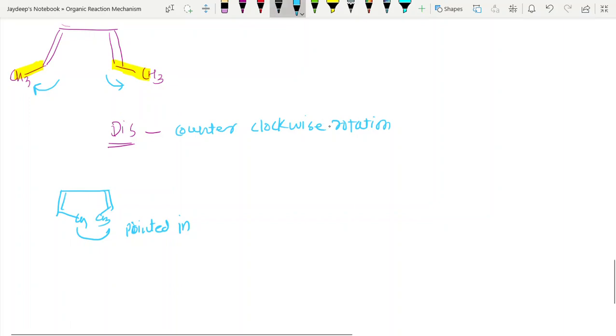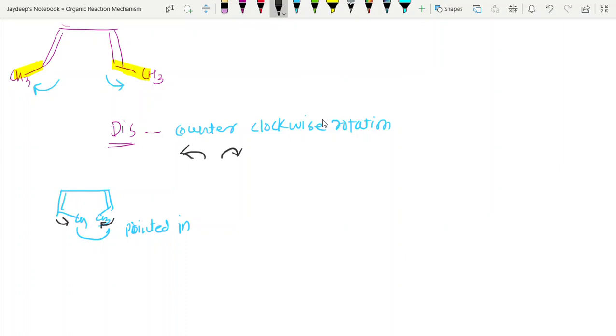Again I am going to write down here, moves are always opposite side. If one group moves in this direction, the other group should move in this direction. So these are the opposite moves. Again, if you consider this example, now we are going to consider the moves. If this methyl group moves in this direction, then this will also move in this direction.